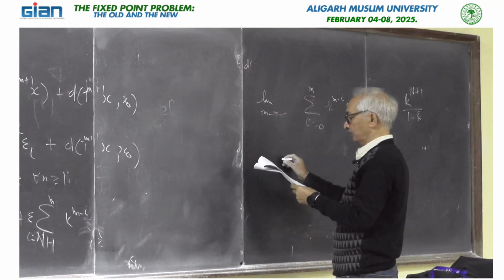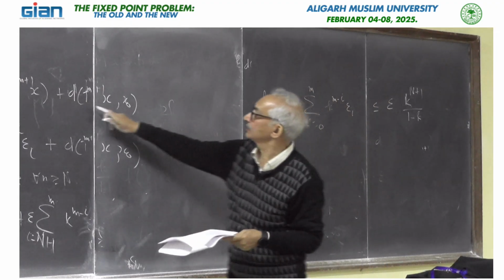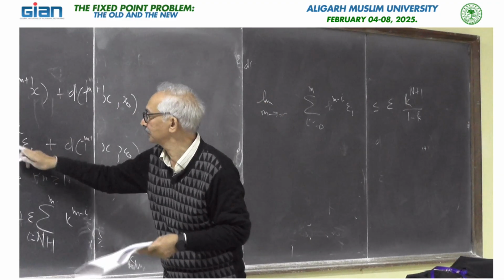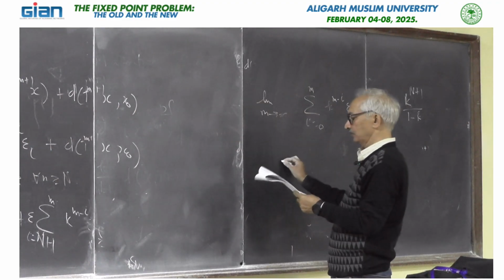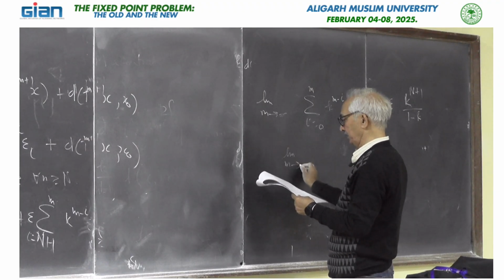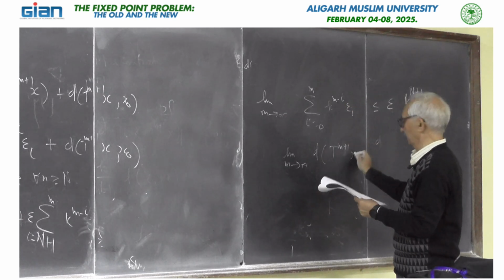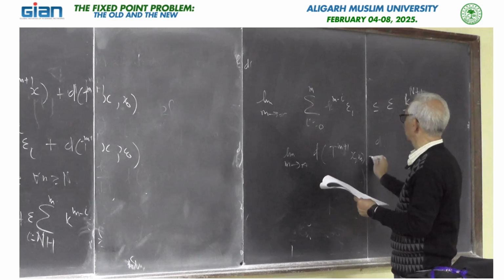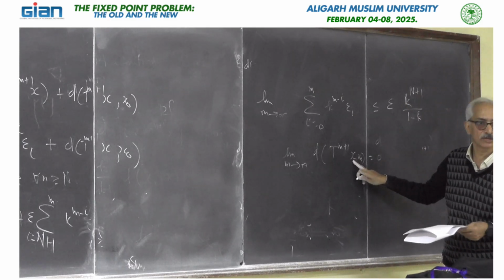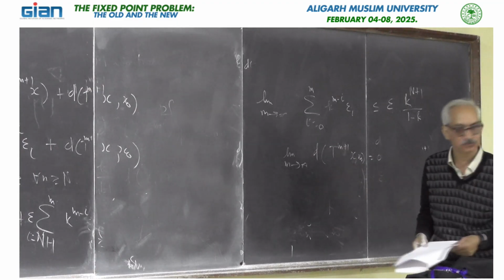Okay. So that's what we wanted to show, because this term is going to 0, and this we have shown is also going to 0. So we finally get that the limit as m tends to infinity of d(T^(m+1) x, 0) equals 0, and this was nothing but y_0. We started with x equal to y_0 only. So that's what we wanted to show.